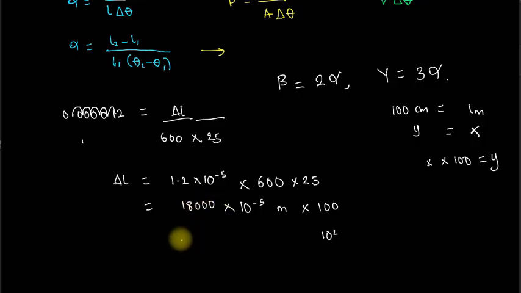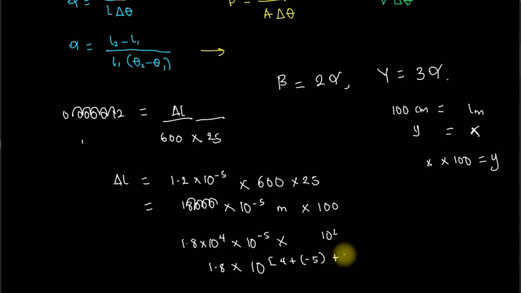18,000, let's write 1.8 in standard form, right? To standard form, we have to move the decimal point this way: 1 2 3 4. So that is 1.8 times 10 raised to the power 4, positive, because we are going towards the left, times 10 raised to the power minus 5 times 10 raised to the power 2. So let's simplify. We're going to have 1.8 times 10 in brackets 4 plus minus 5 plus 2.